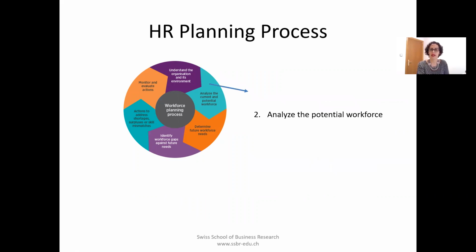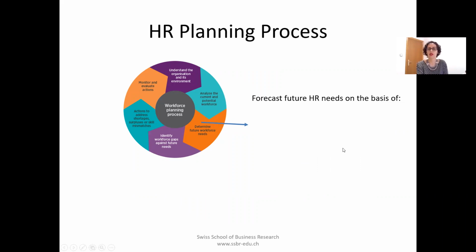Then we're going to analyze the potential workforce. We're also going to analyze the current workforce so that we can understand what we are going to need based on the long-term goals. Then we're going to determine and forecast future needs of HR based on our corporate plans, functional plans, future activity levels, and future HR needs. Then we're going to identify the workforce gaps against future needs.